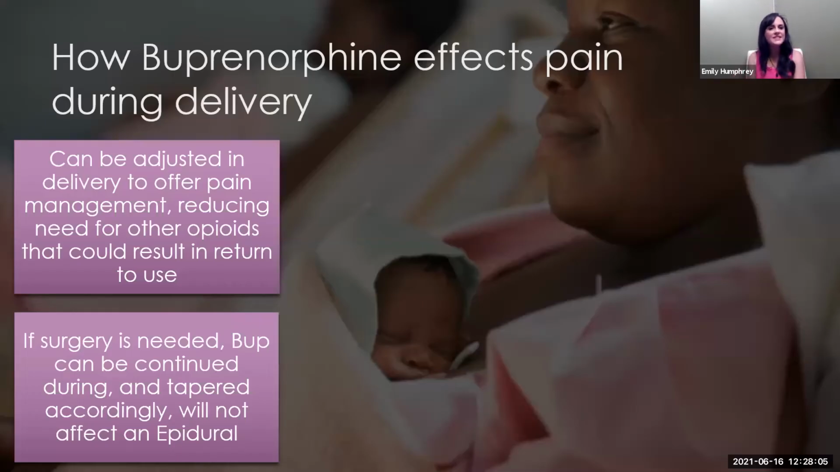So how does it affect pain during delivery? It can help. It can be adjusted during delivery to help pain management, thus reducing the need for any other opioids.